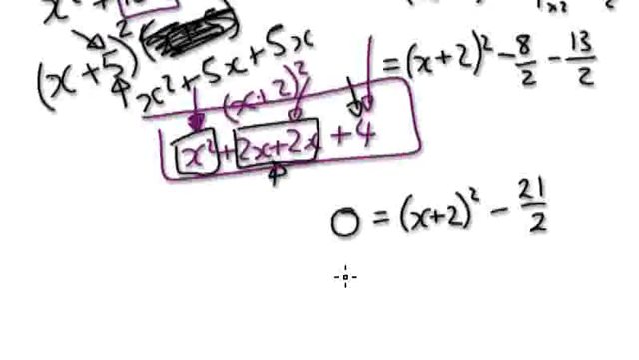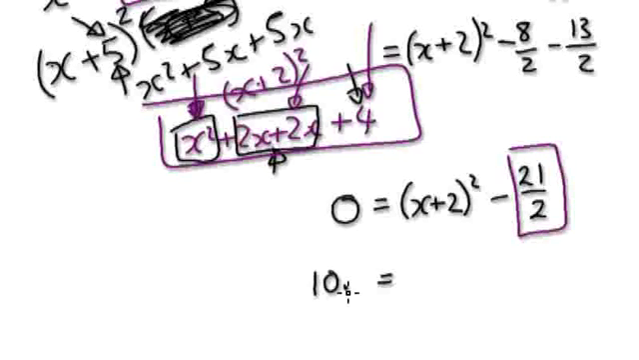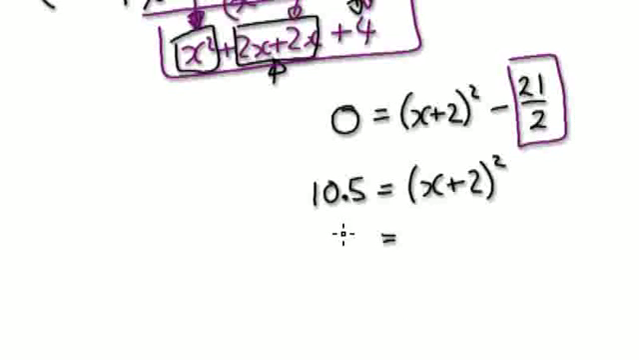Okay, remember this equals 0 here. So we want to get x equals something. So let's just turn this into 10.5. 21 divided by 2 is 10.5. So let's add 10.5 to both sides. So this will become x plus 2 squared here equals 10.5. Now square root both sides. Remember, when you square root, there will be two answers, so it will be a plus and a minus version. So this one here will be x plus 2.